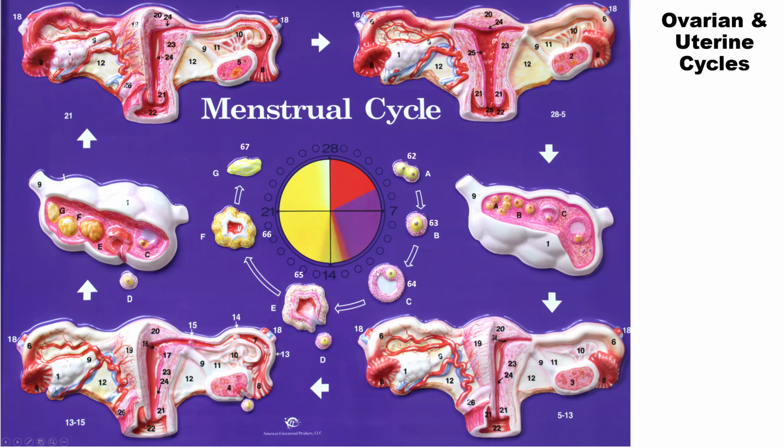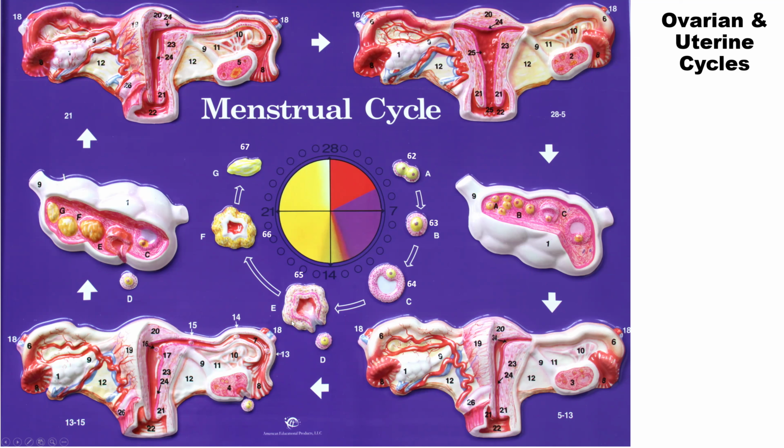62, 63, 64. What stage are we at right here? 62. Primordial follicles. Yeah. What is 63 then? Primary follicle. And what about 64? Antral follicle. Antral follicle or Graafian follicle, that would be fine too. It's got this fluid-filled antrum, so that's how we tell that apart.